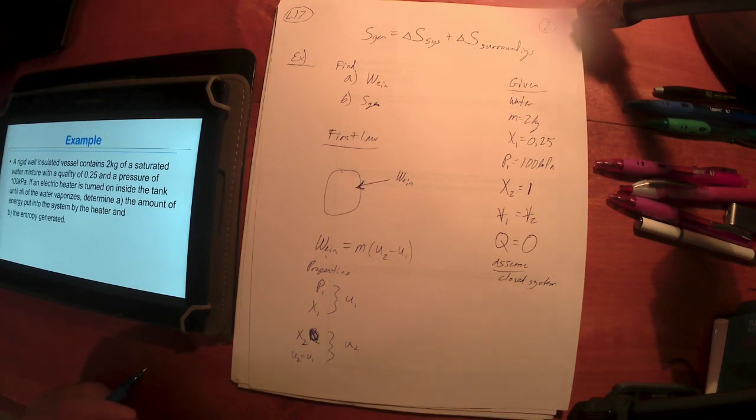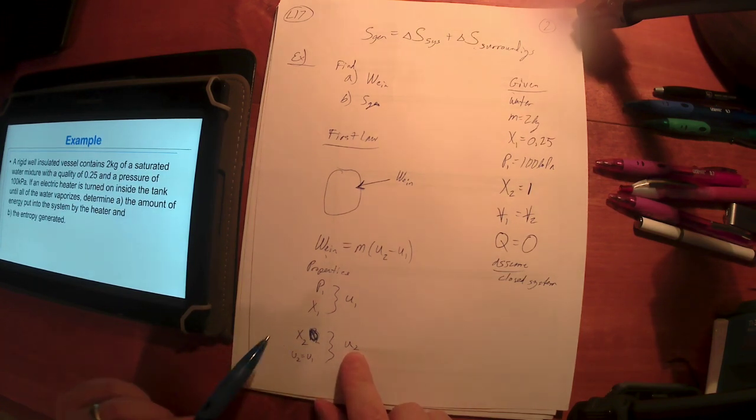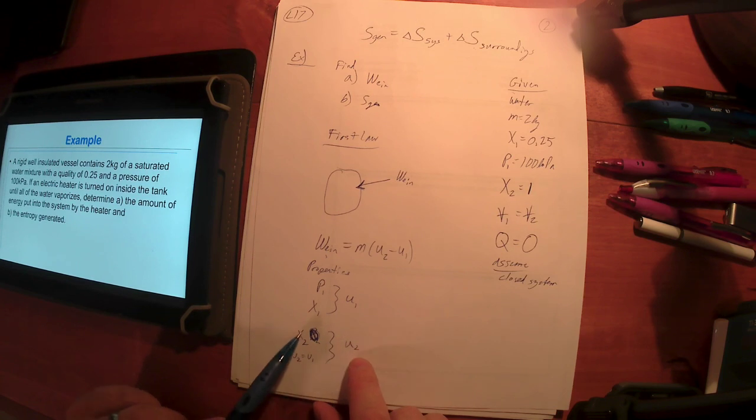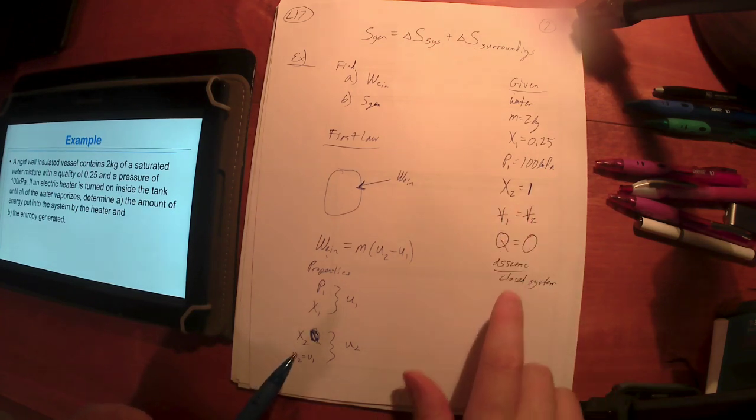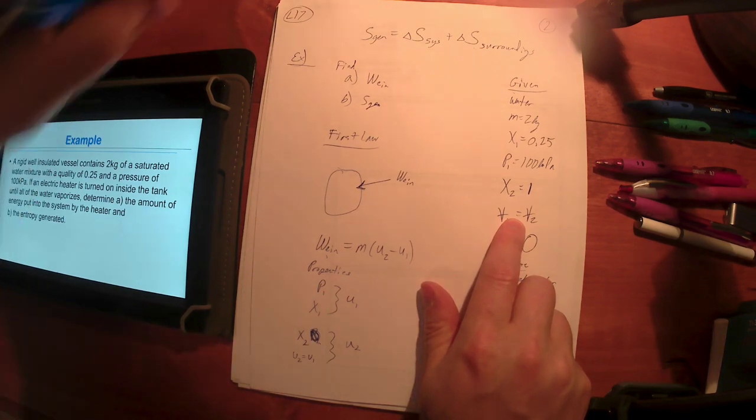Right, so I challenged you and said, how are you going to find U2? Well, what do you know about state 2? You need two properties to find other properties. I know one property is the quality. I know that's the phase. It's 100% saturated vapor. I also know it's a rigid tank, right?